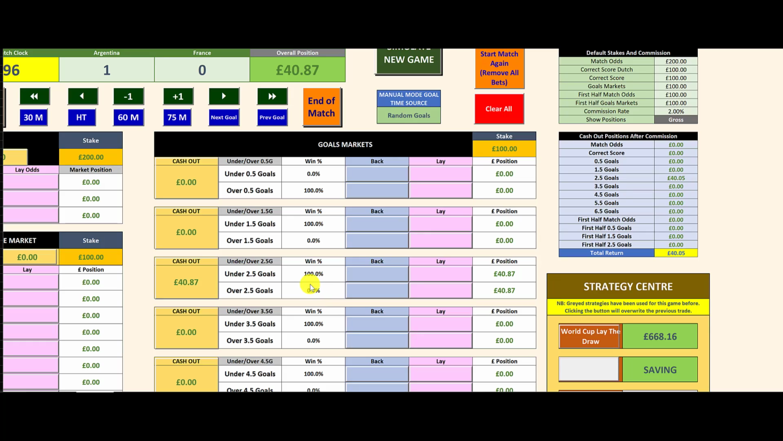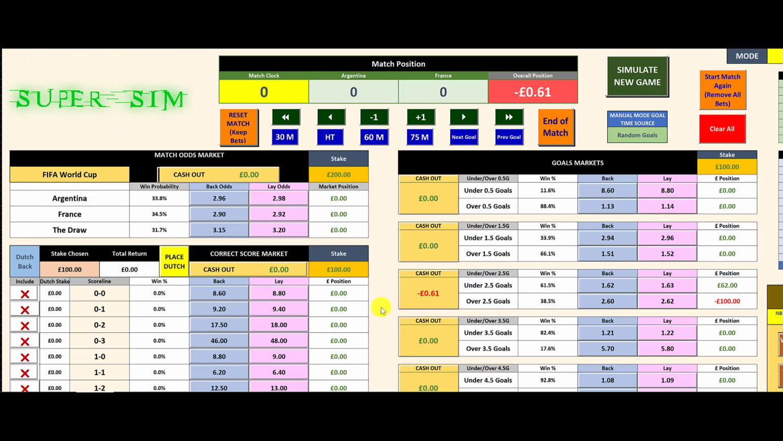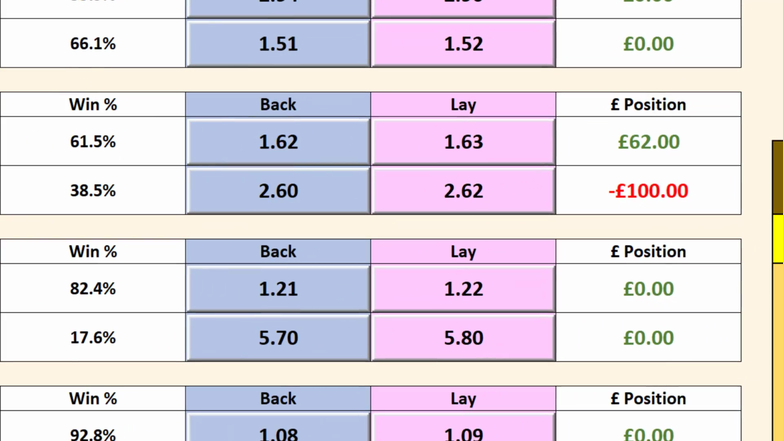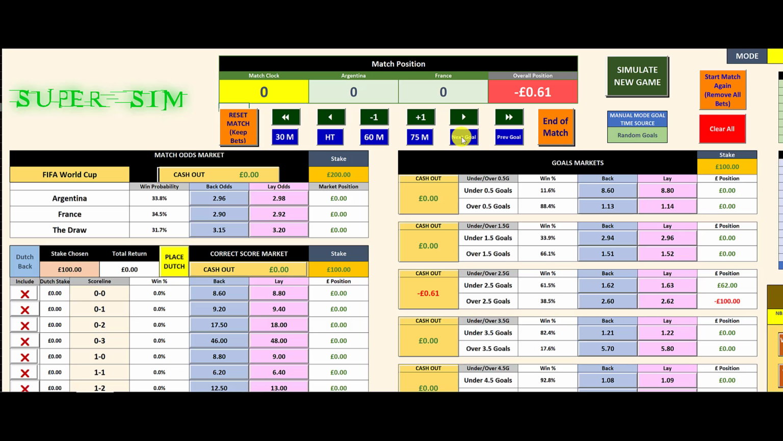Let's try another example and see what happens. So we're all set, ready to go again, and we backed under 2.5 goals there at 1.62. So we're just going to press that next goal button, and let's just see when the first goal arrives, and then we'll take action from that particular point. And in this one, an early goal to Argentina after 10 minutes. So this is where we're going to have to start to take some action. So the under 2.5 goals, the price has gone up to 2.6.